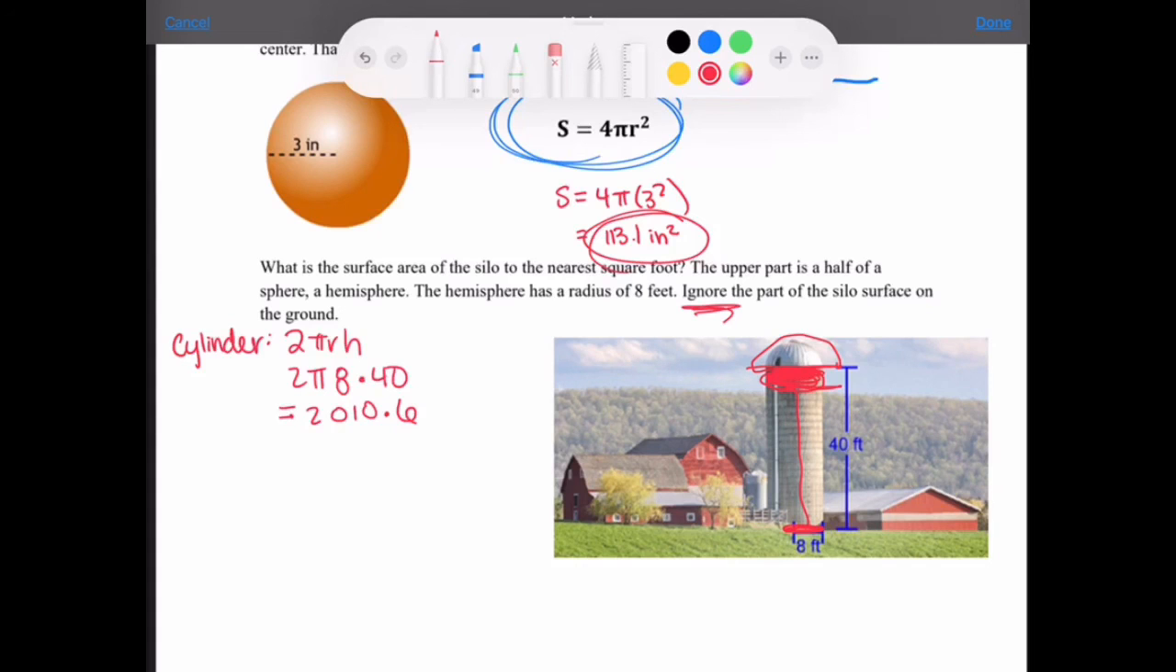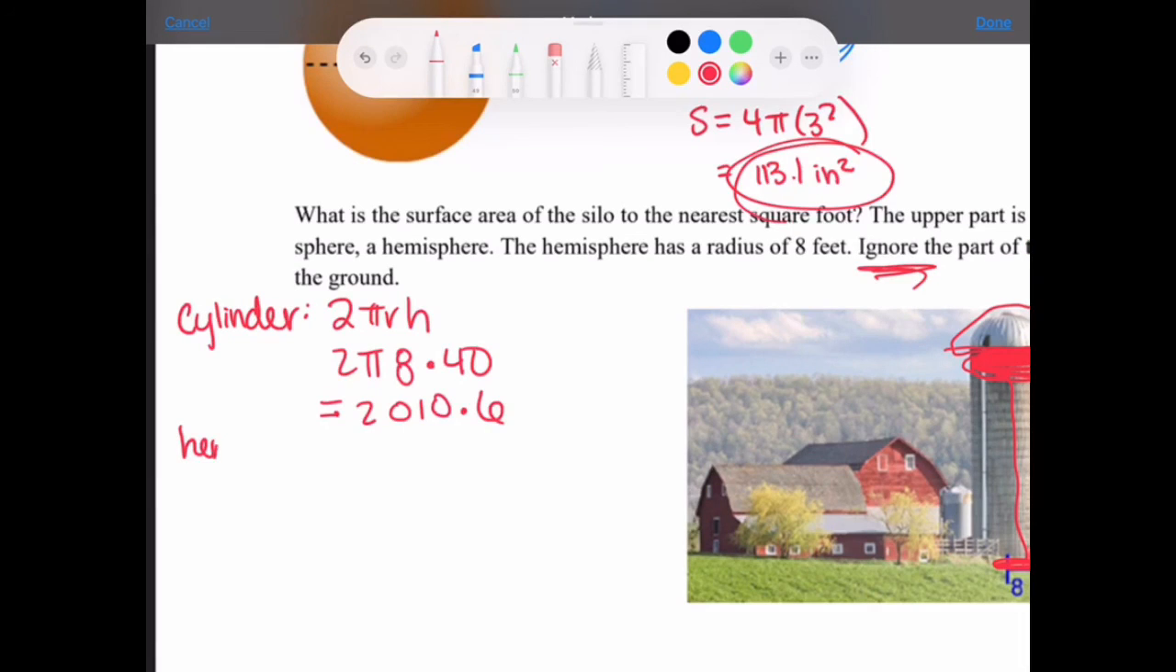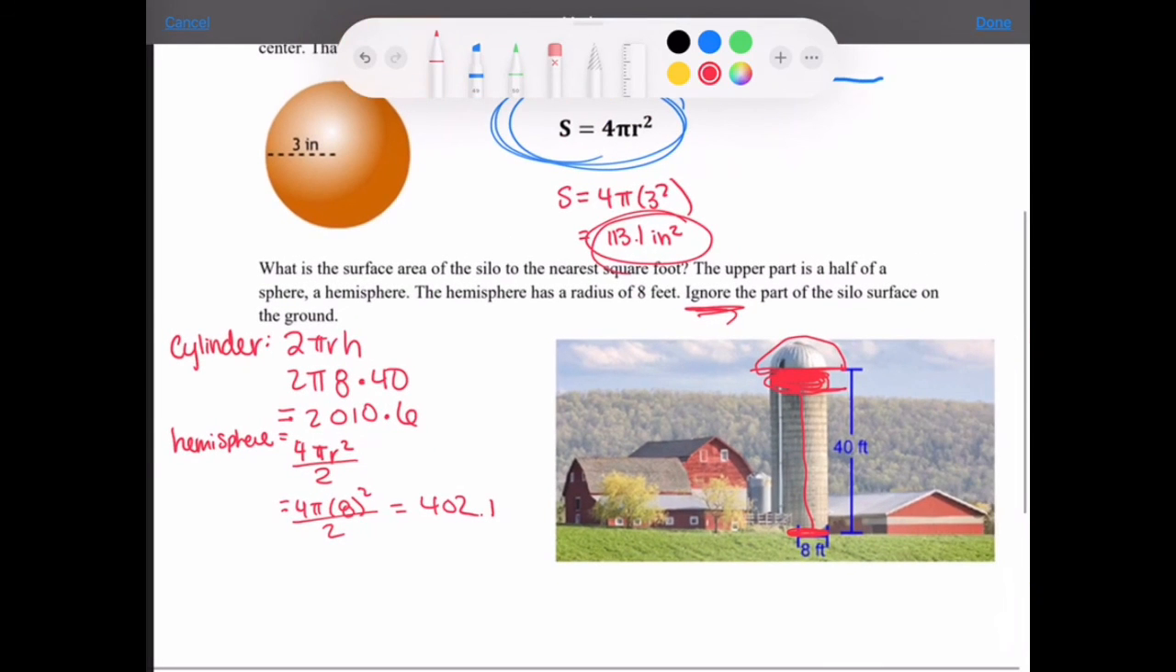Now for the hemisphere, let's do that. Okay, so we know that for a sphere the formula is 4 pi r squared, but it's only half of a sphere we have, so we have to divide that by 2. So when we plug it all in, we get 4 pi times 8 squared divided by 2, and we'll get 402.1. Okay, so now we found the surface area of this entire section of the cylinder, and we found the surface area of this top part of the silo here, the top hemisphere. So we just have to add them together.